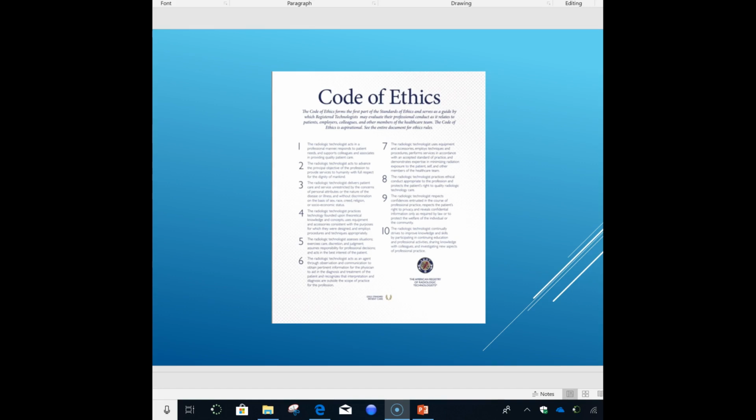Number nine, the rad tech respects confidences entrusted in the course of professional practice, respects the patient's right to privacy, and reviews confidential information only as required by law or to protect the welfare of the individual or the community.